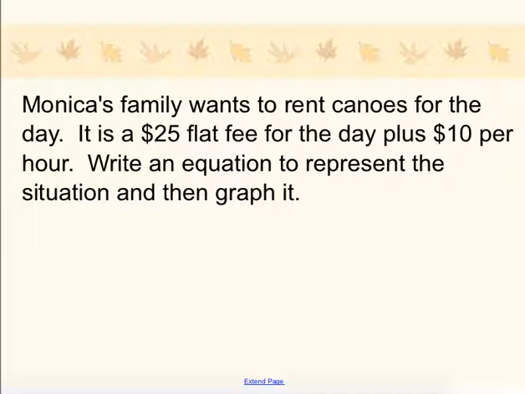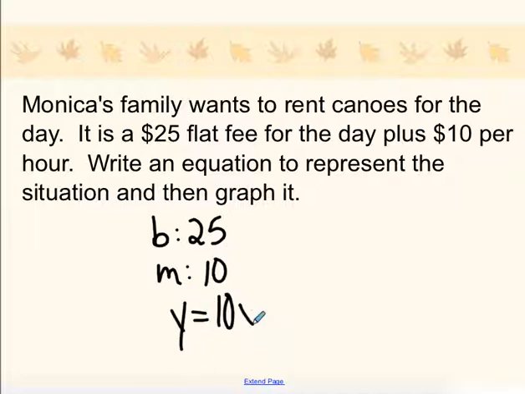All right, and then from some situations, let's try and we'll just write the equations and you can practice graphing it. Monica's family wants to rent canoes for the day. It's a $25 flat fee plus $10 per hour. Write an equation. So that flat fee, that is our y-intercept. That's how much we start with, regardless of how many hours. If we rented it, didn't go out at all, we would still have to pay that $25. And then my slope is how much I pay each hour, which is 10. So my equation would be y equals 10x plus 25.